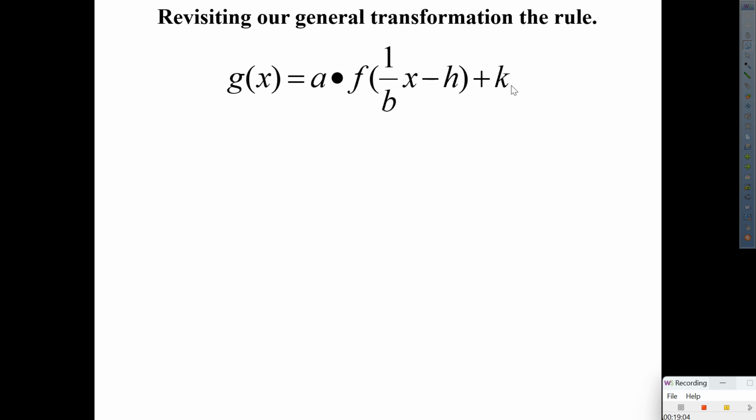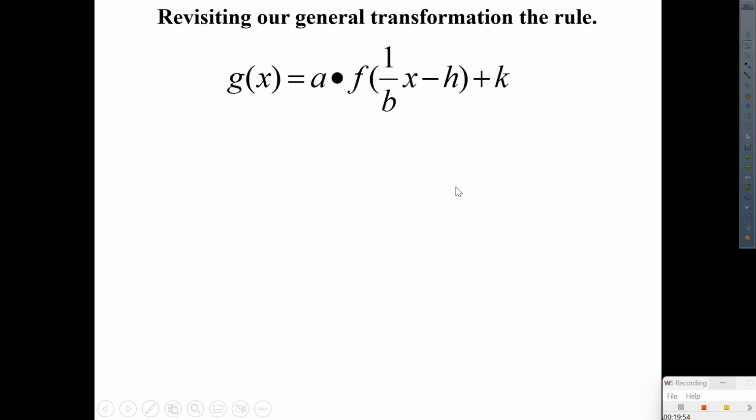What does K do, Diego Rosas? Up and down. And H? Side to side. And A? Stretches or compresses vertically. How about B? Stretches and compresses horizontally. That is correct. Under that same lens, copy our new function.